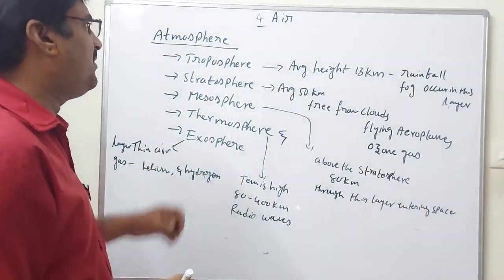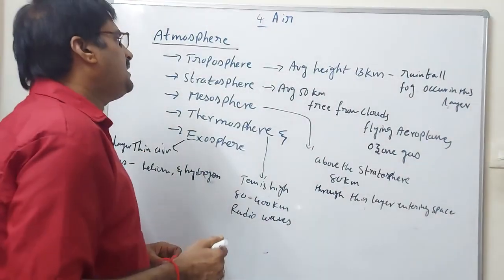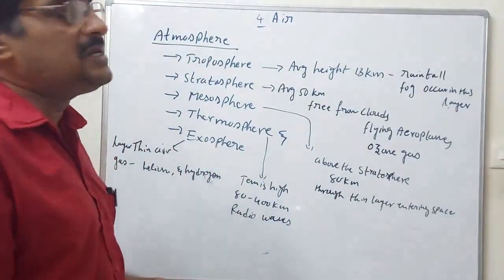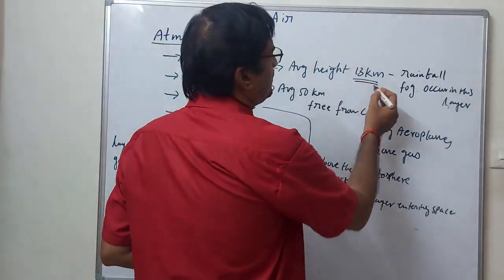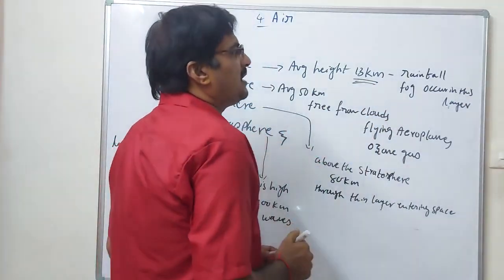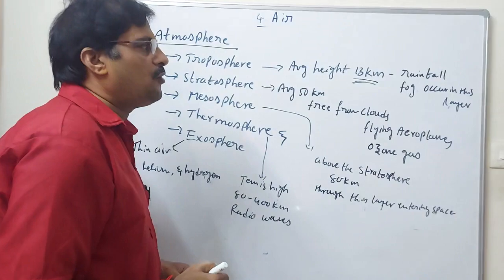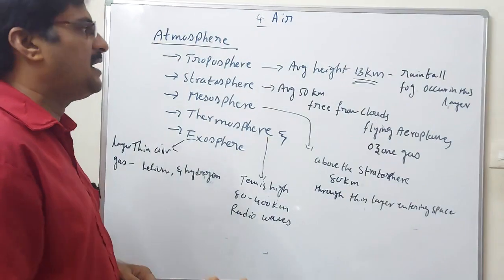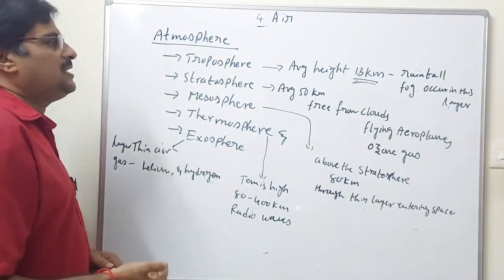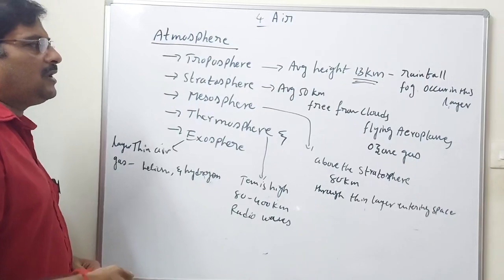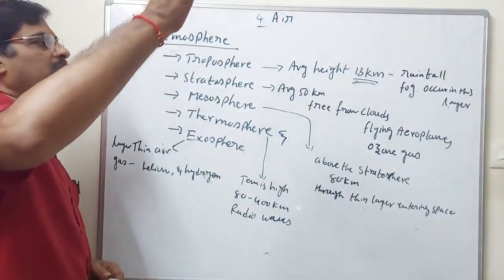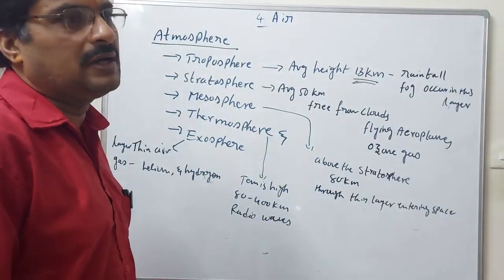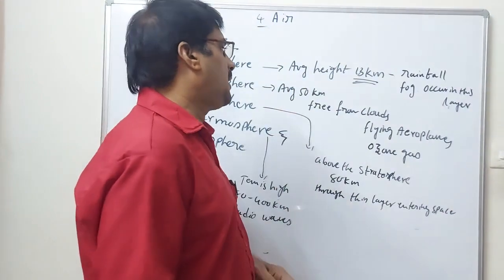Every layer is very important. The troposphere is important because its height is 13 kilometers. Mostly we receive rainfall and fog in this layer only. While you are seeing the mountain areas at 13 kilometers, the clouds and snow fog are found in this layer only.